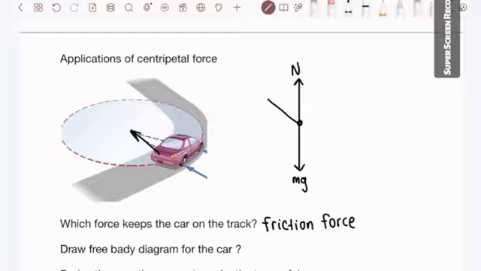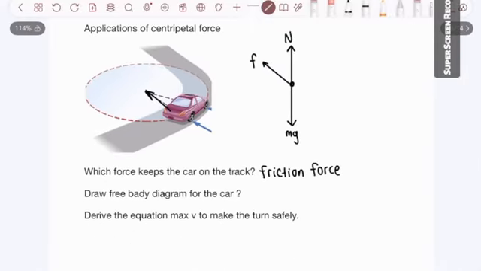And then we would show the friction force like this, pointing at the center of the circle. Now remember, this isn't the centripetal force as a separate vector because it's never shown on free body diagrams. This is quite important. The friction force provides the centripetal acceleration, and that's why it's shown as F friction.